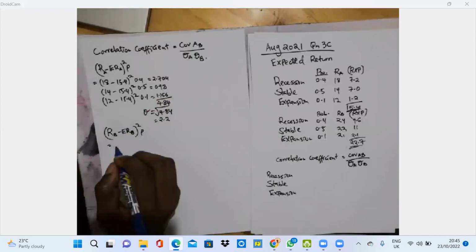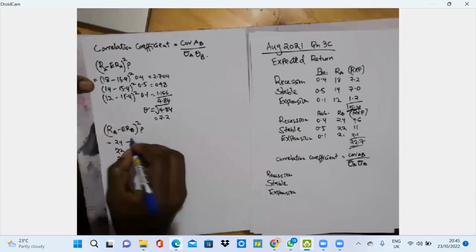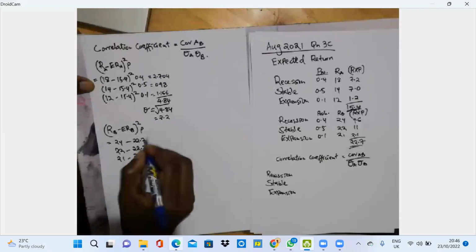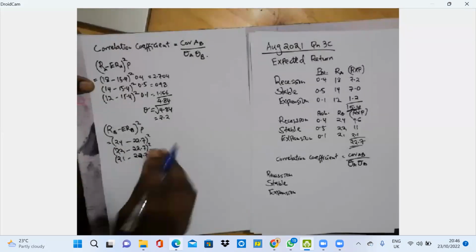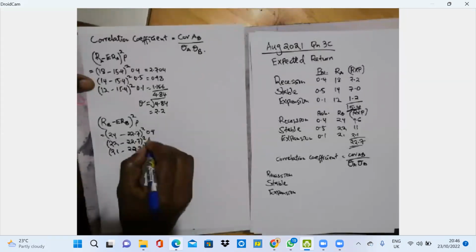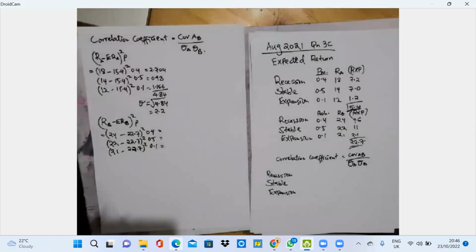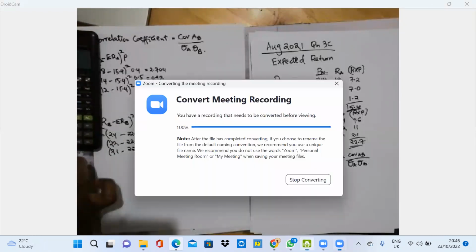Security B, we have 24, 22, 21. Expected return is 22.7. Then we square, and then we multiply by the probabilities, which are 0.4, 0.5, 0.1. So this is 24 minus 22.7 squared multiplied by 0.4.